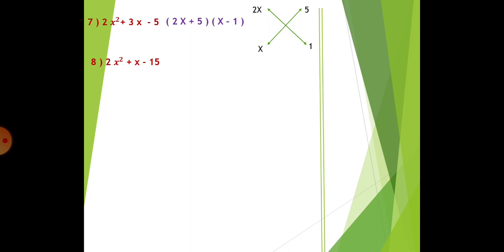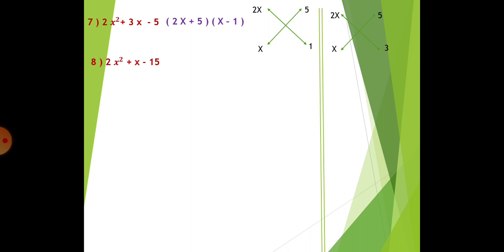2x power 2 plus x minus 15. We factorize it in the form 2x and x, and 15 as 3 times 5. 2x times 3 is 6x, 5 times x is 5x. The difference between 6x and 5x is 1x. If we change 3 and 5, it will be 2x times 5, 10, and 3 times x, 3, so 10 minus 3 equals 7.